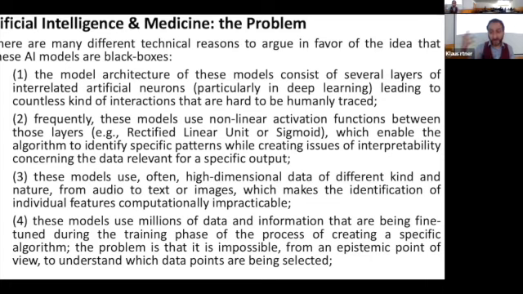And why? There are many different technical reasons to argue that AI models are black boxes. First of all, it's about the model architecture, because they consist of several interconnected layers that make literally millions of interactions that we cannot trace from a human point of view. A lot of these models use nonlinear activation functions, which basically means that there is an issue of interpretability. We cannot interpret the data that the model is using.